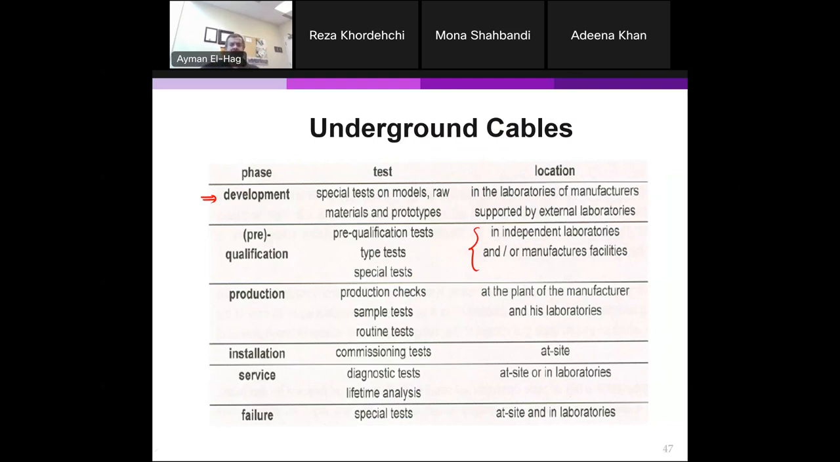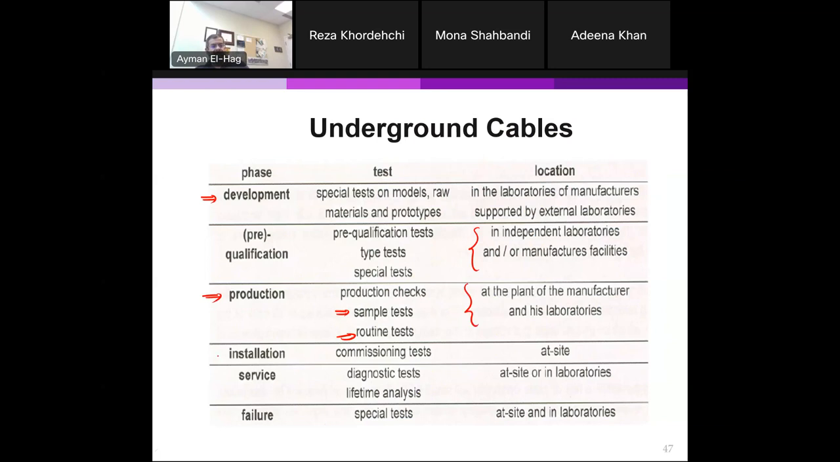Then after that, you will go for the production, and before you actually manufacture certain cables, you do the sample tests and the routine tests as well. There are certain sample tests, and here is what you are referring to as the sample tests. This usually happens at the manufacturer's laboratory. You don't need to use an independent laboratory.